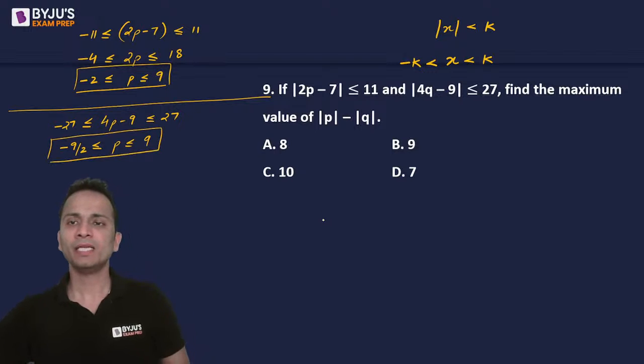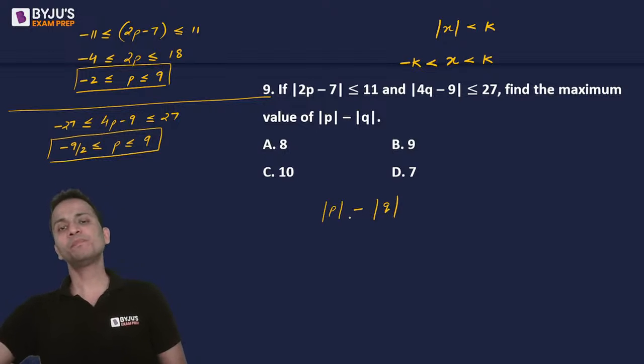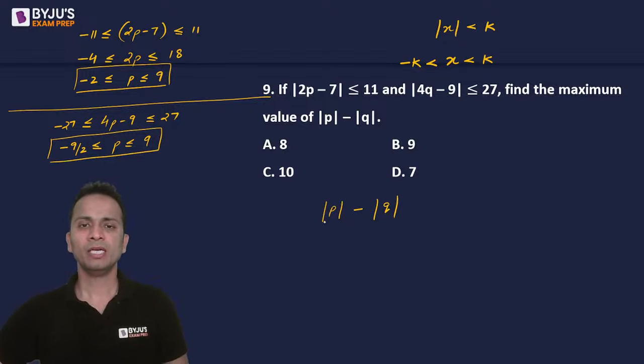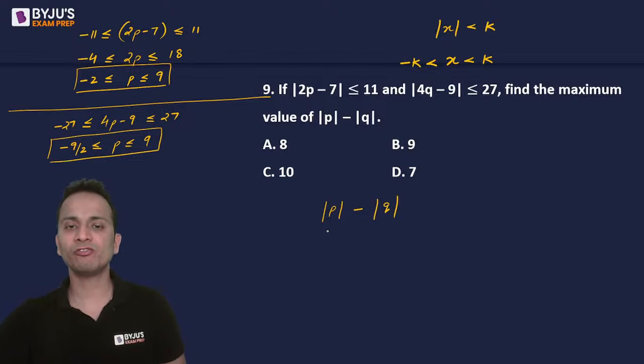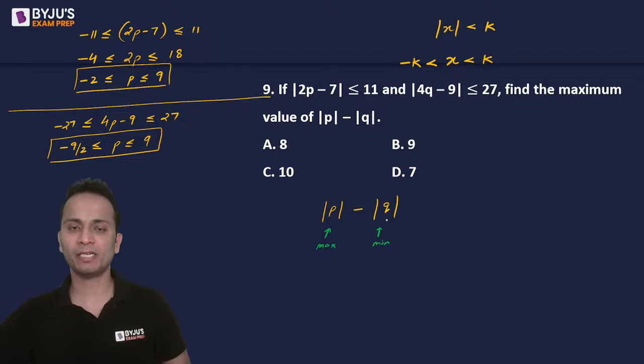All right. Now I have to find out the maximum value of modulus p minus modulus q. Okay, modulus p minus modulus q. Now to maximize this value, I should be maximizing this part and I should be minimizing this part, entire part.